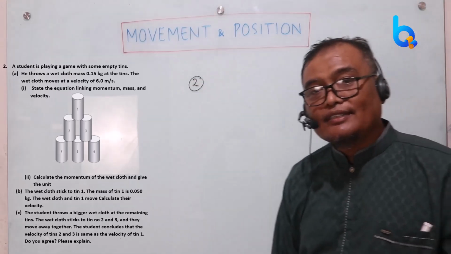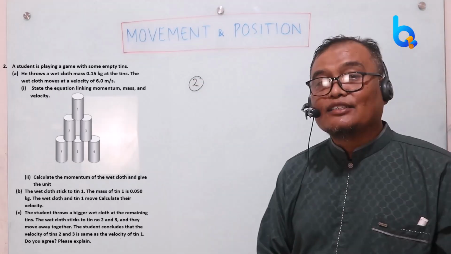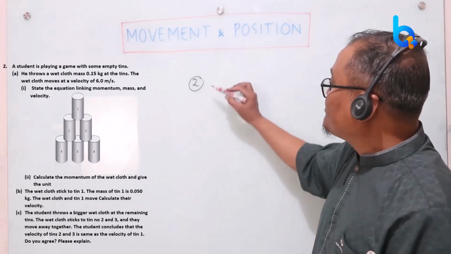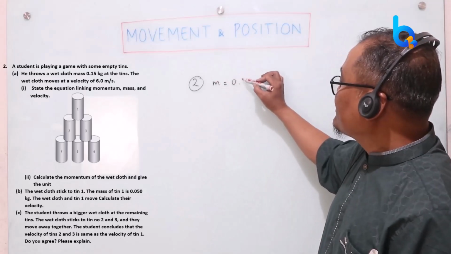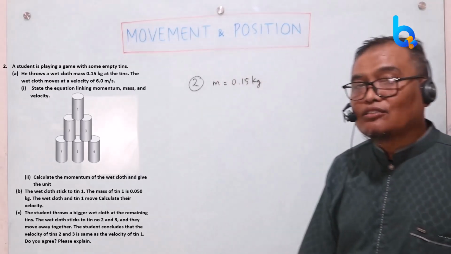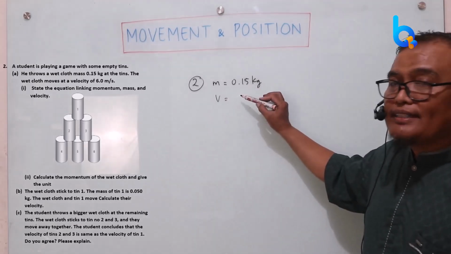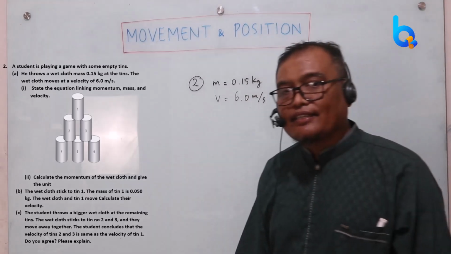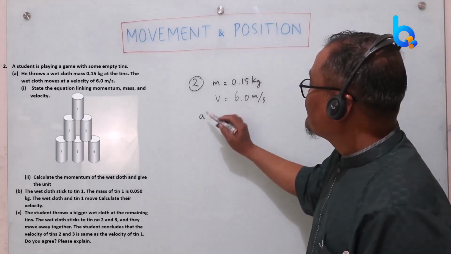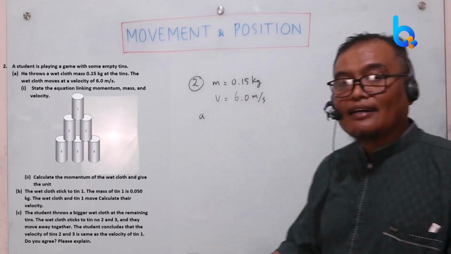Number 2. A student is playing a game with some empty tins. It throws a wet cloth of mass 0.15. You can write down 0.15 kilogram. And the wet cloth moves at a velocity of 6.0 meter per second. So the equation linking mass, velocity, and momentum.